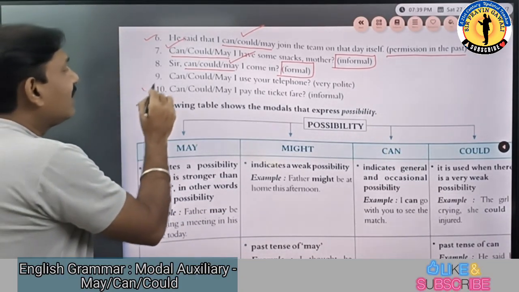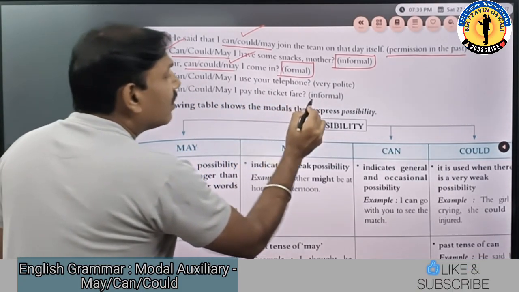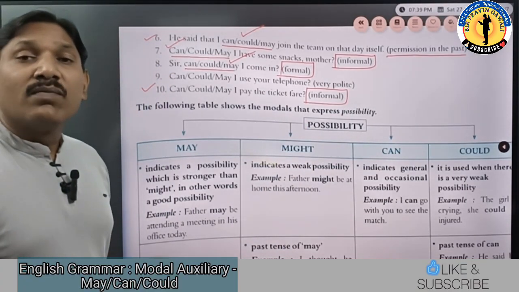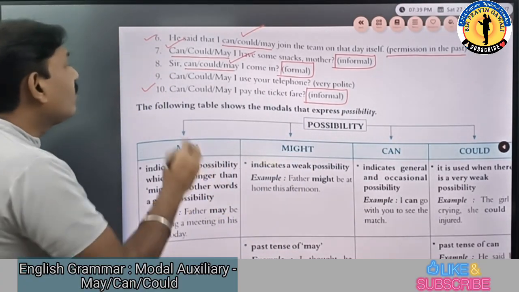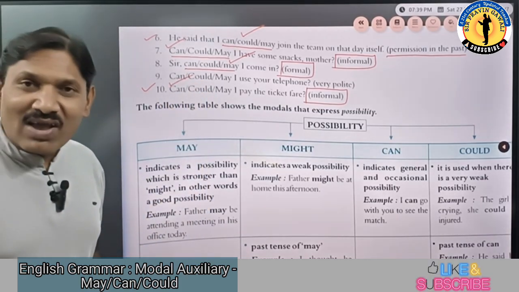Now the 10th one, that is the last. Can, could, may I pay the ticket fare? And here it is informal. Okay, if you want to give informal permission, then if it is informal, no other option is there, only can. Okay, students have understood.